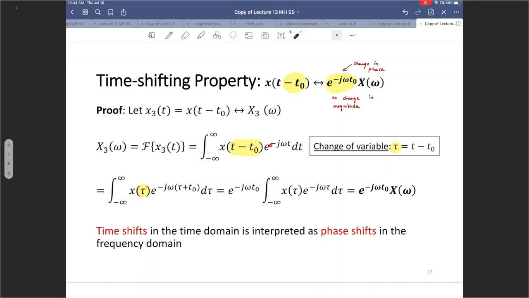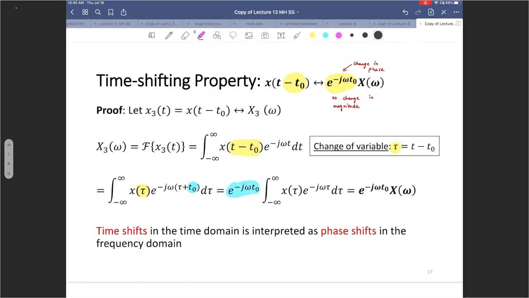But e to the minus j omega t became e to the minus j omega times tau plus t0, because of the change of variable. t0 is a constant. It is not dependent on tau. So that particular term can be pulled out of the integration. The rest of it remains as is, which is x of tau e to the minus j omega tau d tau, which is essentially the Fourier transform definition. So this is X of omega.